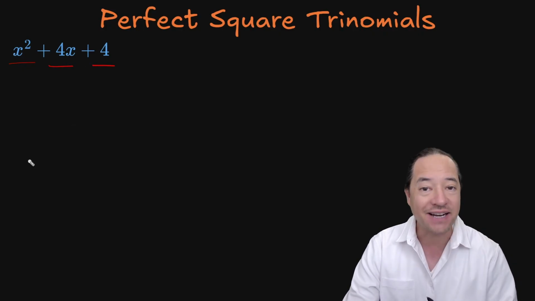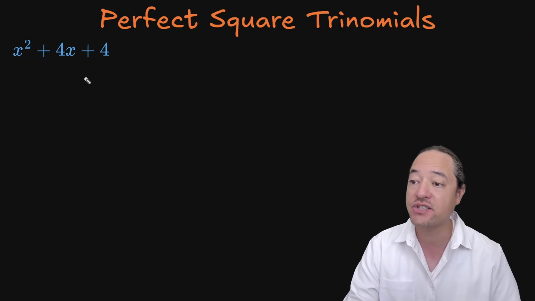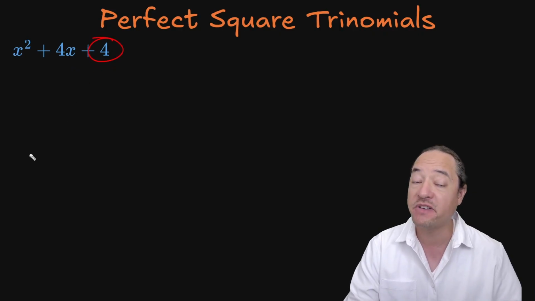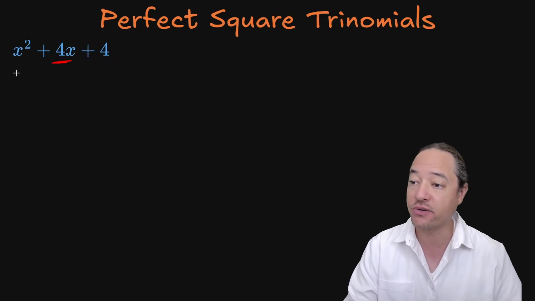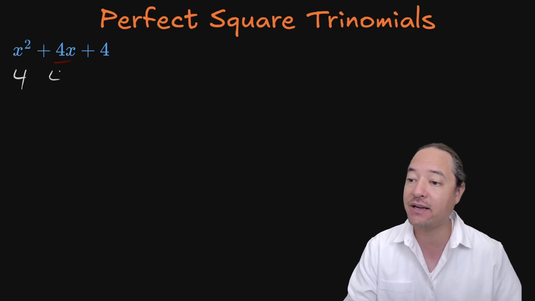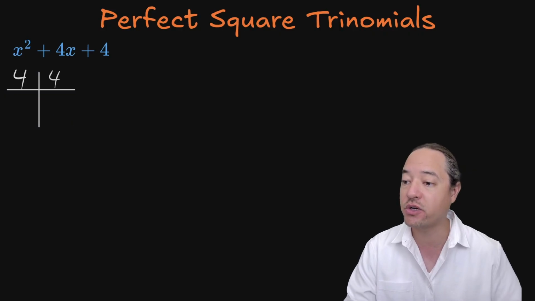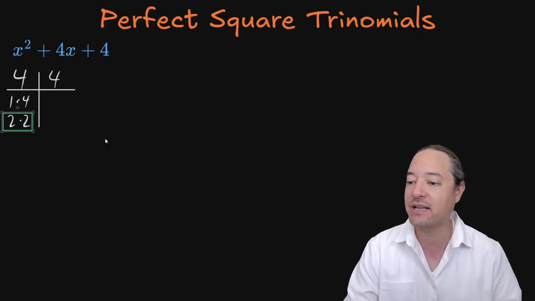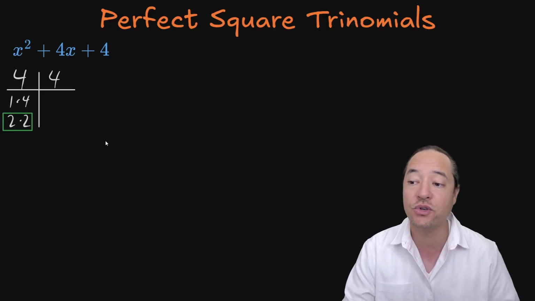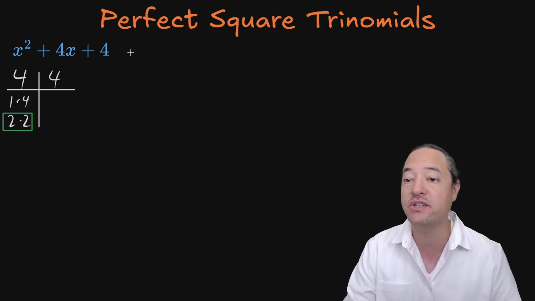Let's try and factor it, okay? So if we're going to factor this, what we're going to look for is the factors of 4 that add up to 4, right? That's what we're looking for here. So we can write down the factors of 4. That's going to be 1 times 4 or 2 times 2. And clearly it's going to be this second set right here because 2 plus 2 equals 4. So those are the numbers we want to use.